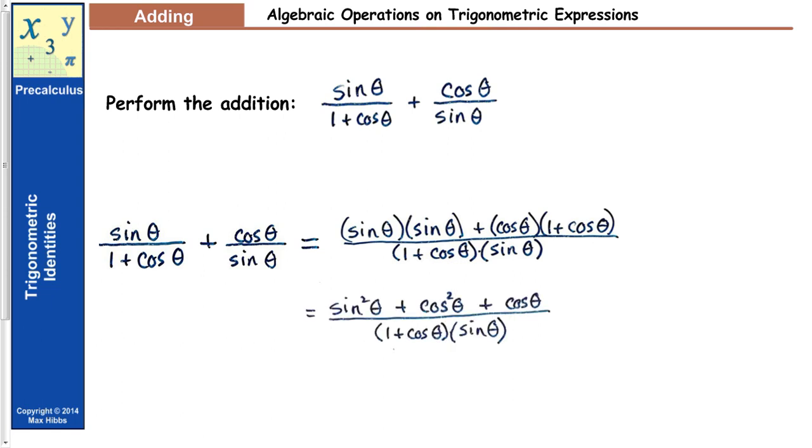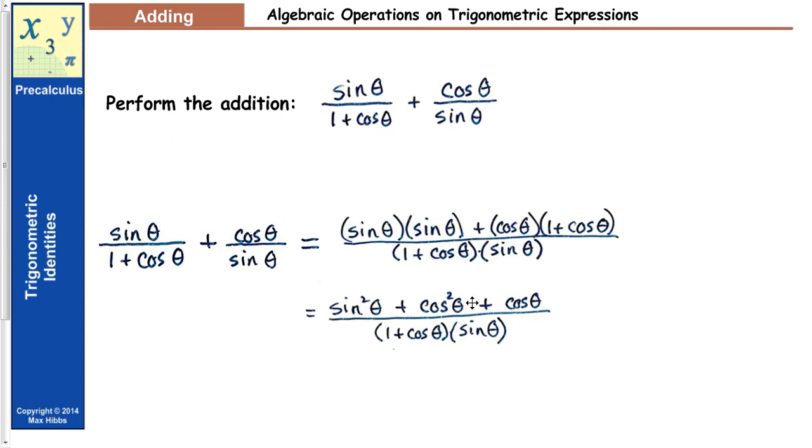Well, here's what's next. I can actually perform sine theta times sine theta, sine squared theta. And I can perform cosine theta times 1 plus cosine theta, that's cosine theta plus cosine squared theta. And of course, the denominator I'm going to leave unchanged, because you normally don't multiply denominators out until you get past the stage of potentially simplifying. And we don't know what it is we're simplifying yet, so we leave it alone at this point.